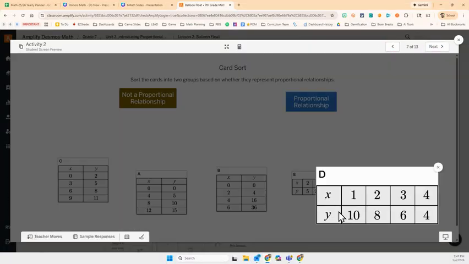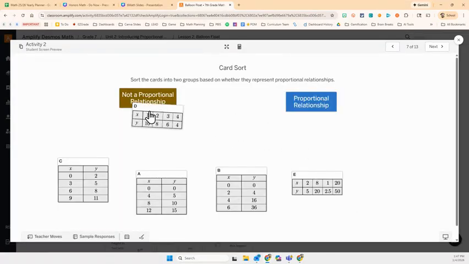A table shows a proportional relationship if they have the same multiplier. So I can multiply 1 times 10 is 10, 2 times 4 is 8, 3 times 2 is 6, 4 times 1 is 4. I can use multiplication, but they must be the same multiplier, just like when we looked at equivalent ratios. So this is not a proportional relationship. Go ahead and sort the other cards.